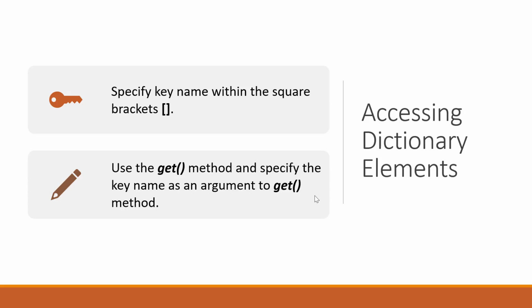Now there are basically two ways to use the keys for accessing the values. In the first method, we need to specify the key name within the square brackets. Just like we were doing indexing, and in indexing we were specifying the index number, instead of the index number, we need to specify the key name, and we can fetch the value of that corresponding key. Now the next method is to use the get method, and we need to specify the key name as an argument to the get method. Now let us discuss an example related to both of these methods.